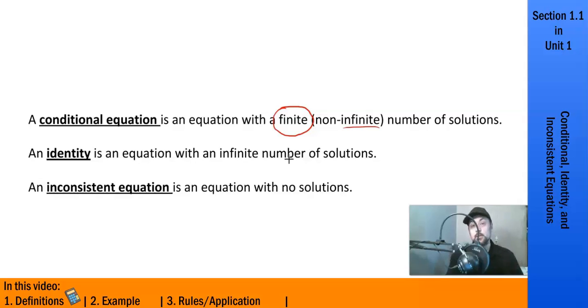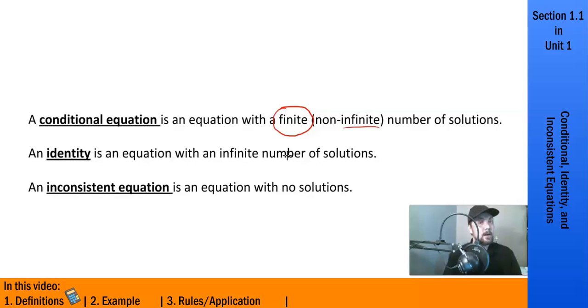If you solved an equation and got 5 solutions, which would be a pretty tough equation, even though it's a lot of solutions, it's still conditional because it's not infinite, right? It's finite. Even 100 solutions would be finite, right? But in this section, for most of these problems, if you get one answer, it's conditional.